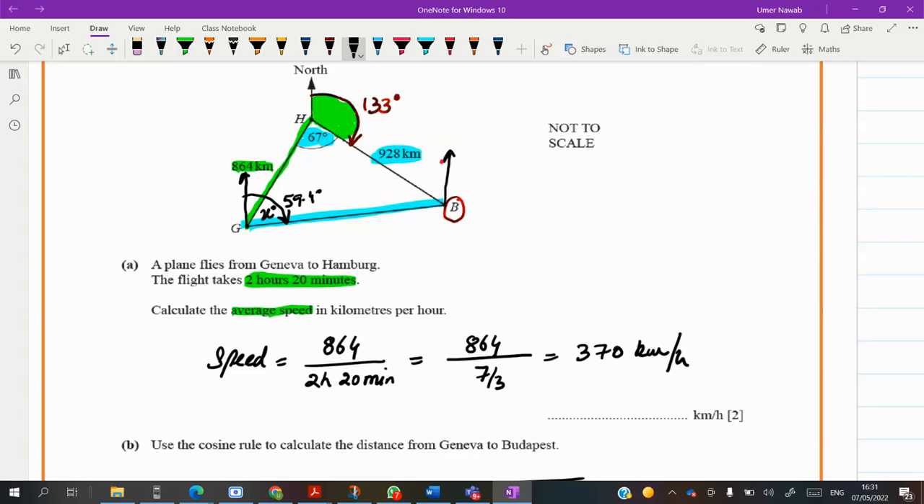Now, if this angle is 59.4, boys, and we get this angle also, this angle can be found: 180 minus 59.4 plus 67.